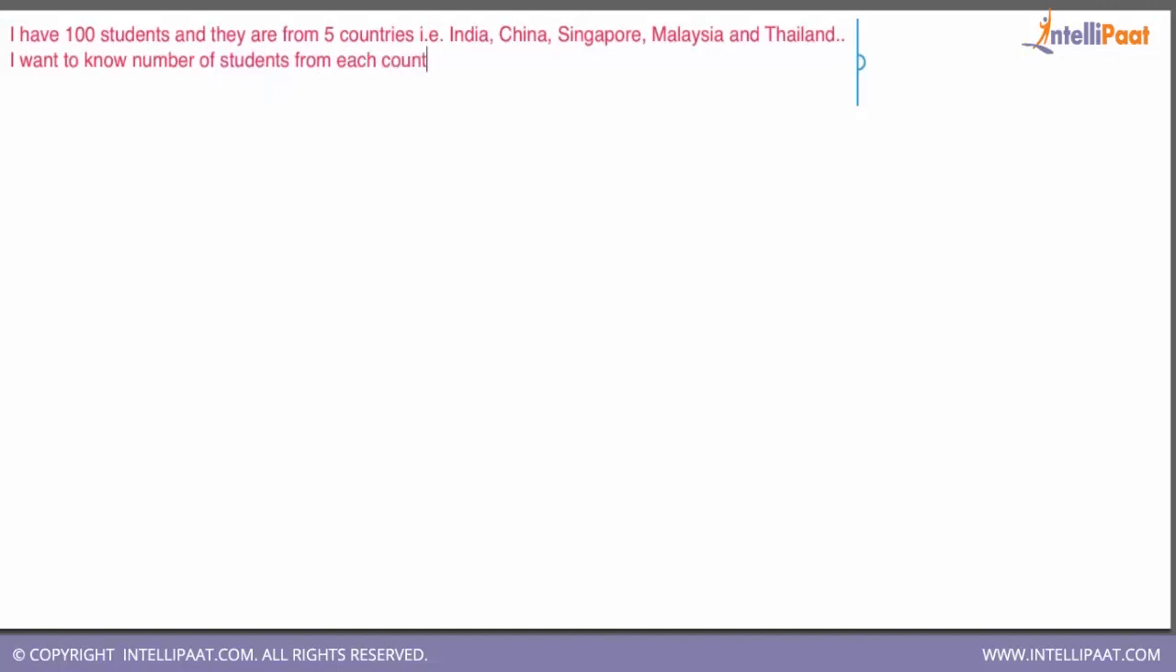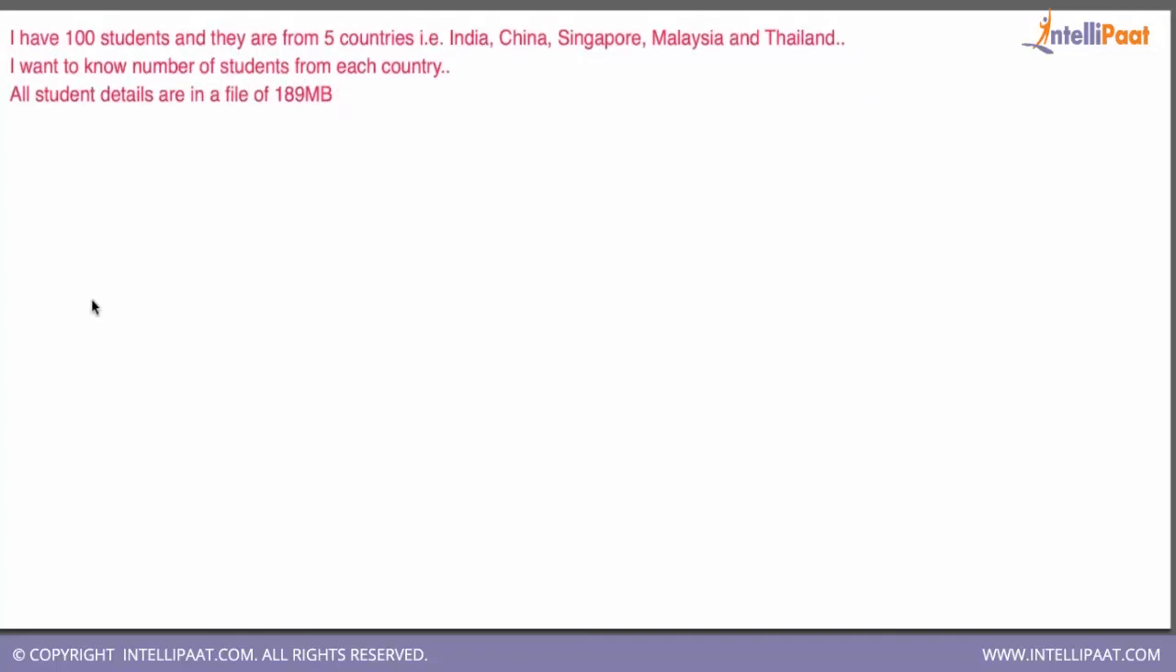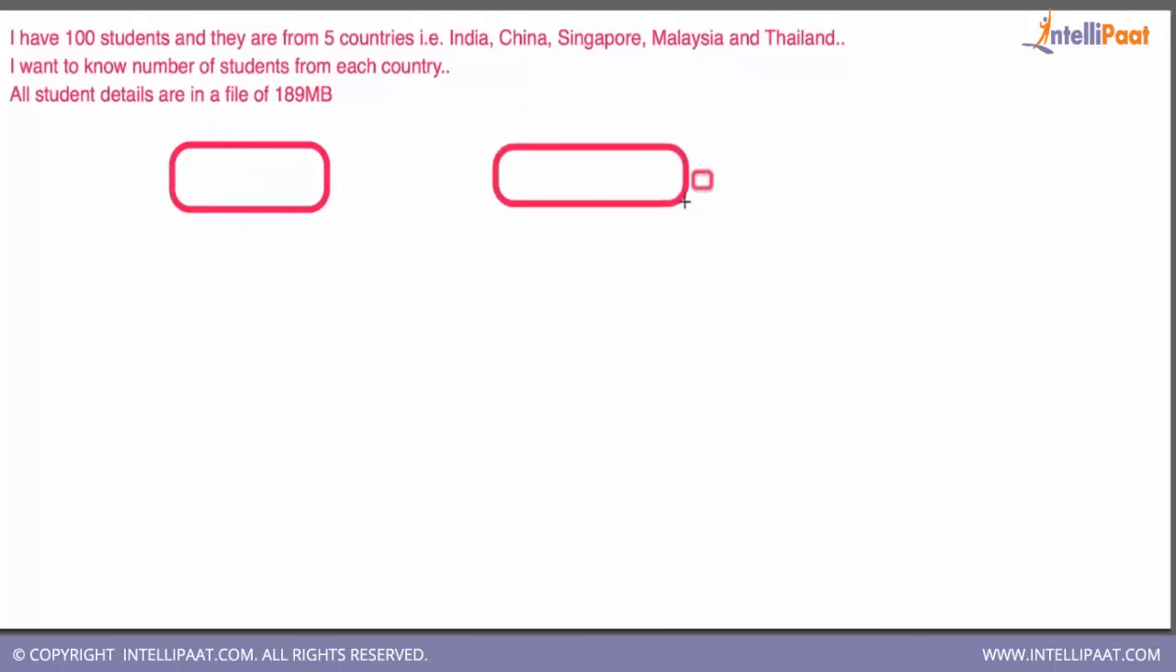So I want a number of students from each country. Now let's say all student details are in a file of 189 MB. That's fine, I don't know the size, you also don't know the size. Let's have it 189, you're free to choose your number. One thing is sure: with 189 MB, there'll be two HDFS blocks, 128 MB and 61 MB.